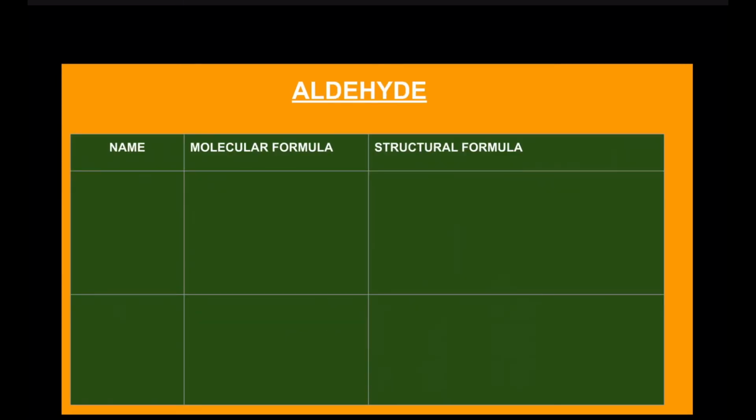The first member of the aldehyde series is methanal. Meth, one carbon. Al, aldehyde, this group. So when writing the structural formula, you have to keep this in your mind that C is already there in the functional group. You have to count that C also. So only one carbon in the first member of the aldehyde series.